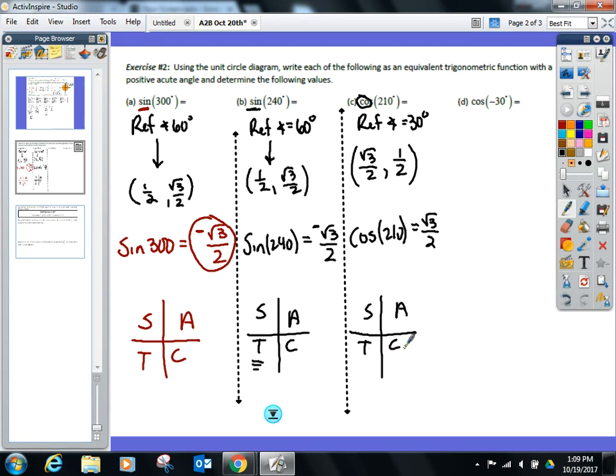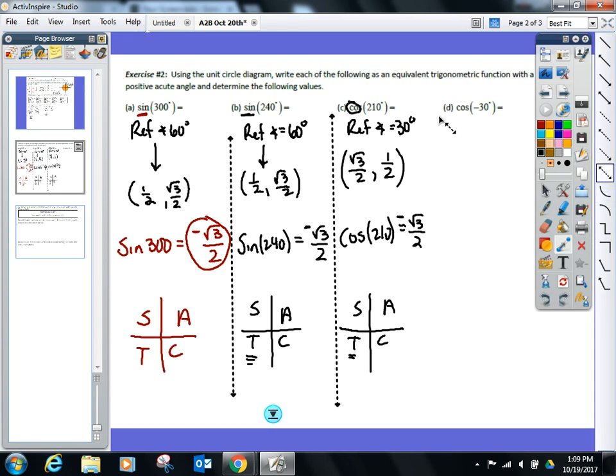210 is in quadrant 3. Only tangent is positive in quadrant 3, so cosine would be negative. A little pattern going on here. Let's see if we can break that right now.